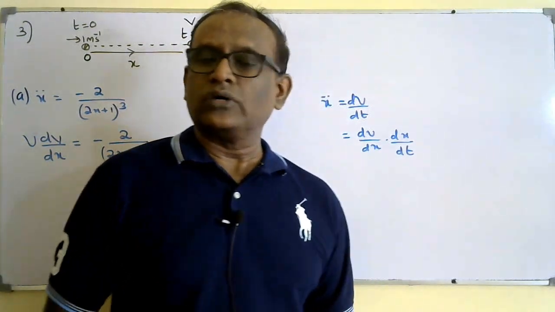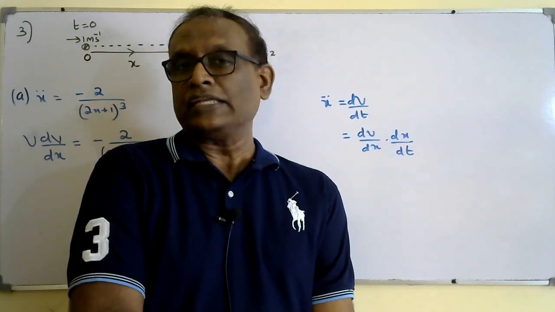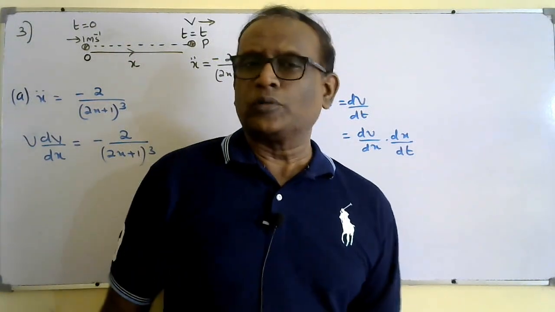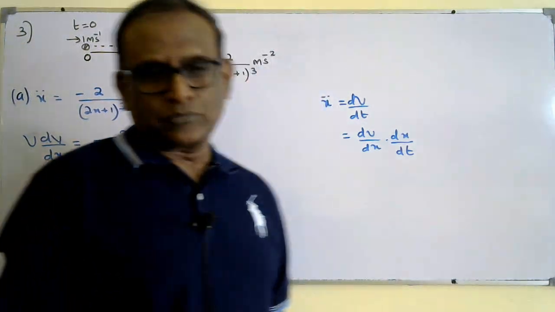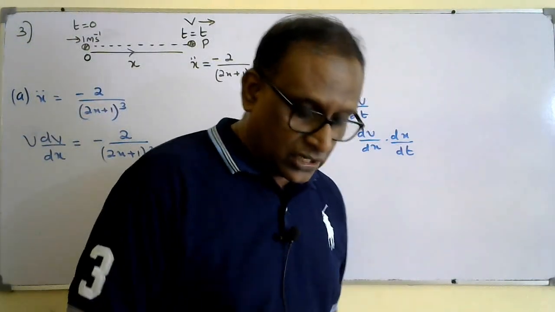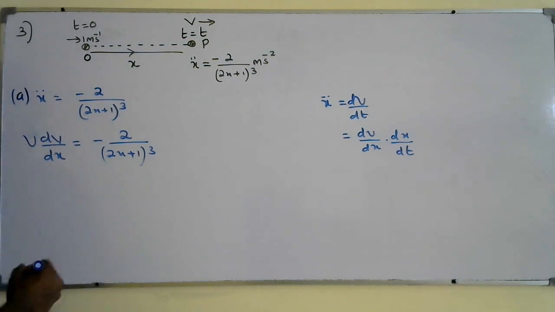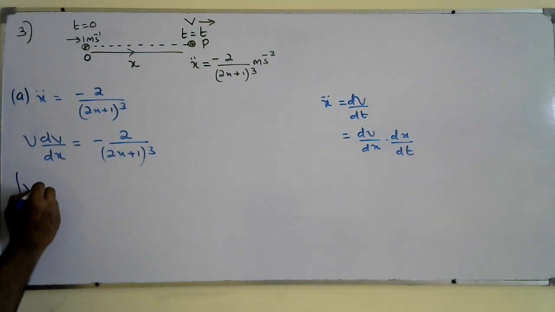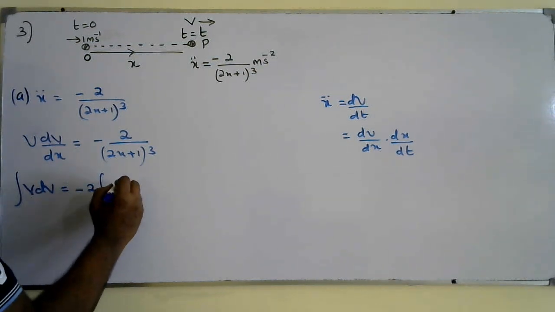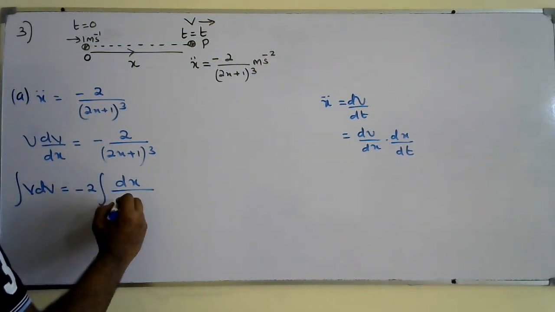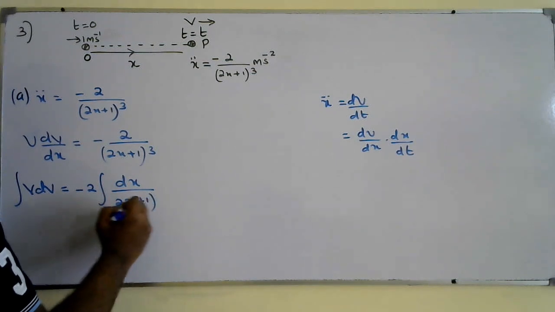Don't put a limit, I told you in my previous paper also. If you put a limit, you will end up with a value, but you can put a limit, no problem. The variables also can be put as a limit, it doesn't matter. You can even do it with a constant. So if you integrate, it's going to be integral v dv equals minus 2 integral dx over (2x plus 1) all the cube.